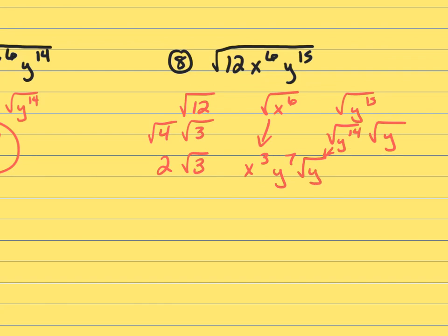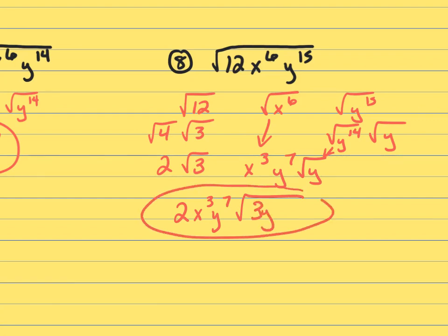Now this right here is basically my answer, but I need to clean that up. I'm going to put the 2 x to the 3rd, y to the 7th in the front, and my 3 and my y are still underneath my radical. So this is my answer here.